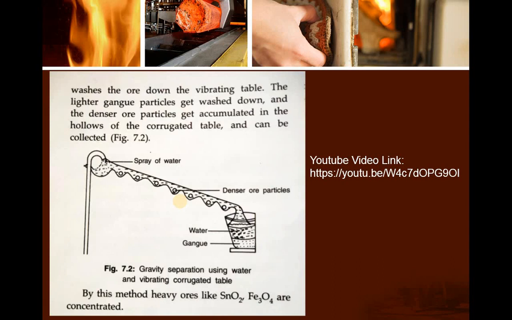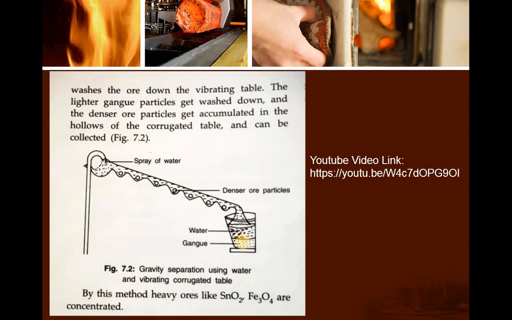The ore is poured over this sloping vibrated corrugated table with grooves, and a jet of water is allowed to flow over it. The denser ore particles settle down in the grooves. The denser particles are shown over here, settled down in the grooves, and the lighter gangue particles are washed down by water. That is also shown, that the lighter particle is with the water.